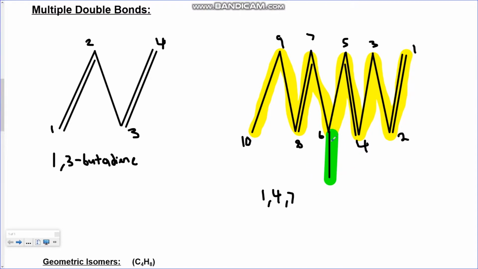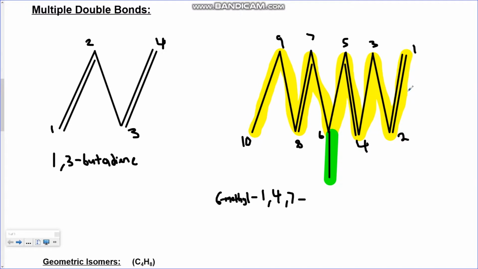Now we also have a substituent, a methyl group. So in this case, the methyl group will actually precede our double bonds. So this is located at carbon 6. So simply, 6-methyl. Let's just separate it. So 6-methyl, 1, 4, 7.